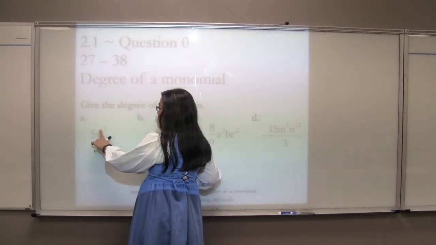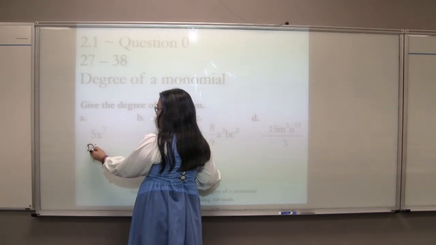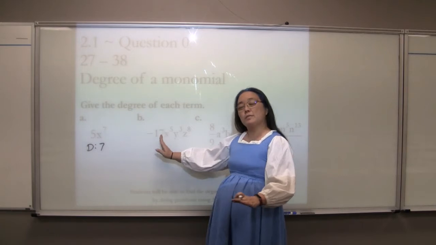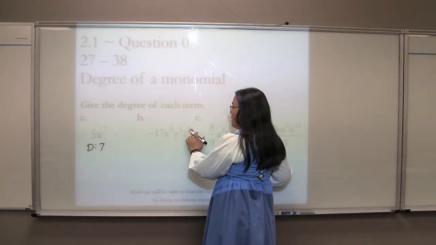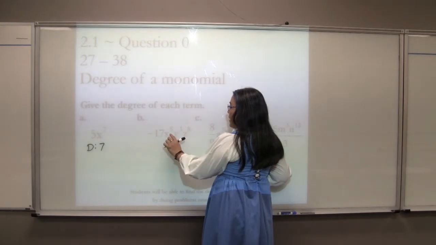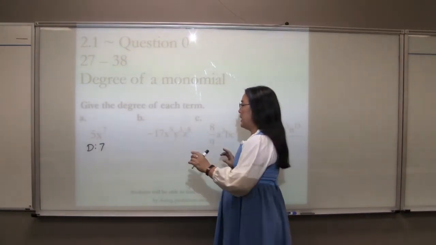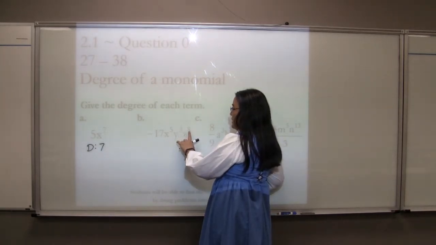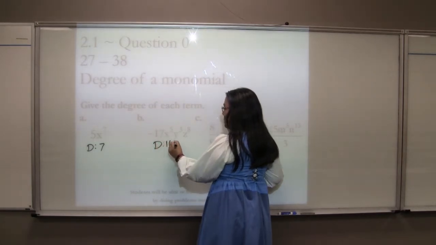So this one has an exponent of 7, so therefore we're going to use D for degree. The degree is 7. The end. This one here has multiple variables, so what we're going to do is take all of these numbers, and just like in chapter 1, it says multiply, but you really add. We're going to add 5 plus 3 is 8, plus 8 is 16. The degree of this is 16.